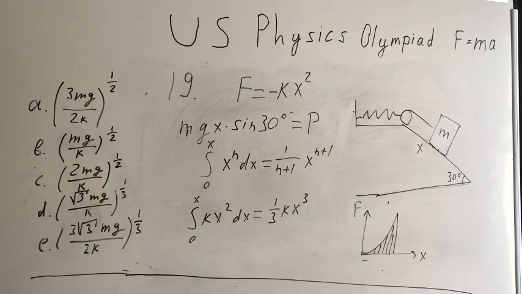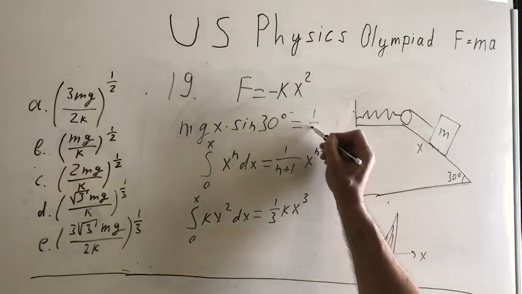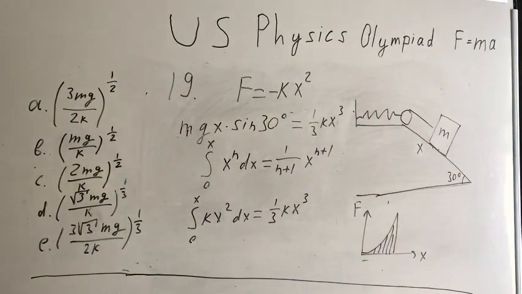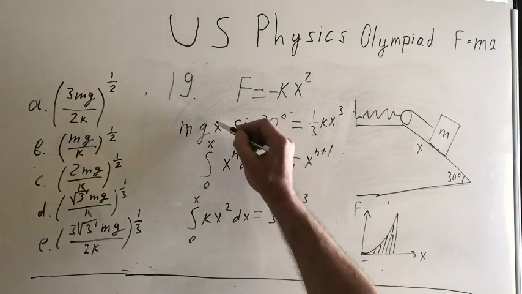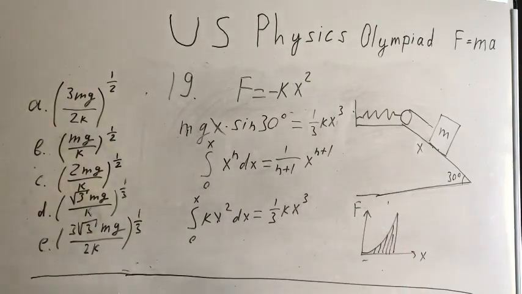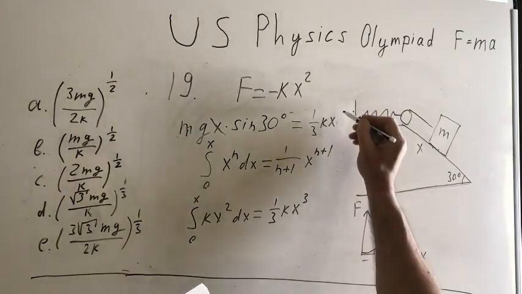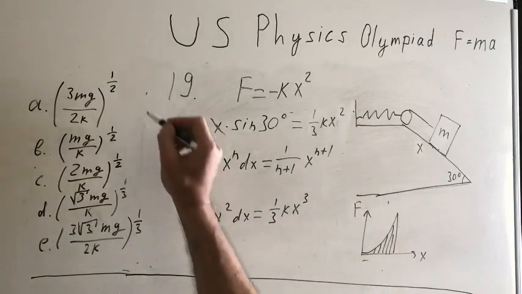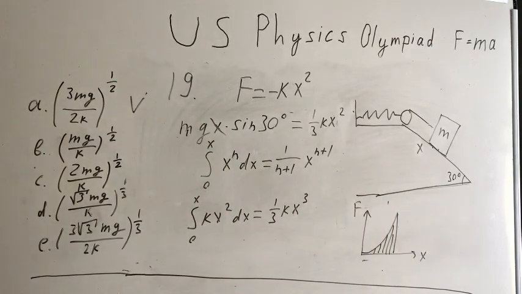And this expression we can put here, 1/3 kx cubed. So we see that sine 30 degrees is 1/2. One times x is cancelled. We have here x squared, and after simple calculation we can find that x equals this expression a. So this is the solution.